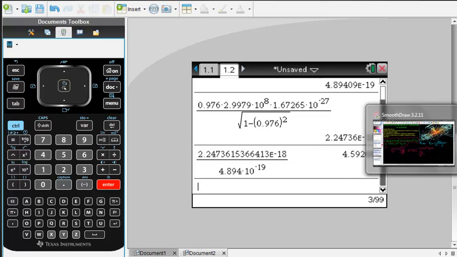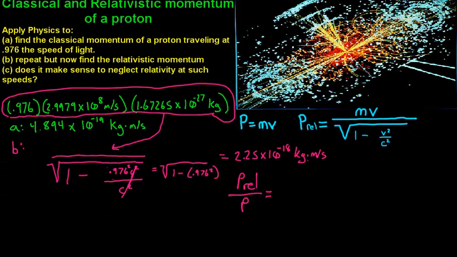Alright, so that is actually quite a difference. 4.6. Alright, so that is actually quite much larger. The momentum of the proton using the relativistic equation is going to give you 4.6 times more momentum than using the classical method. And that is how you solve that problem.